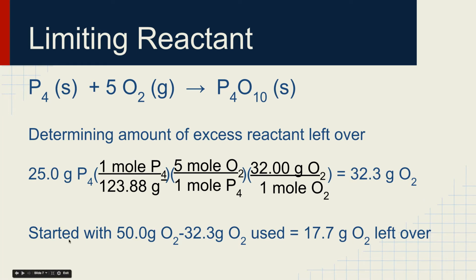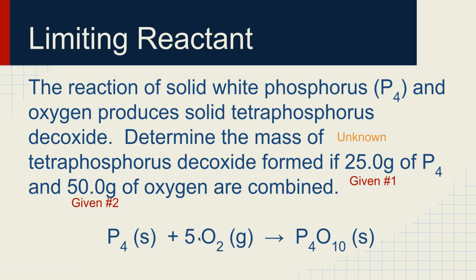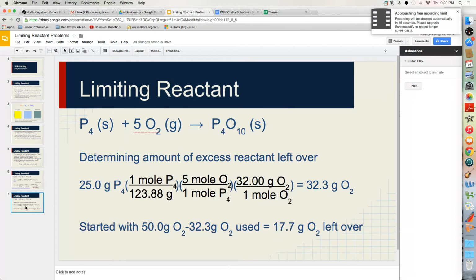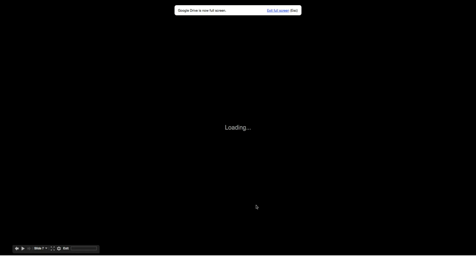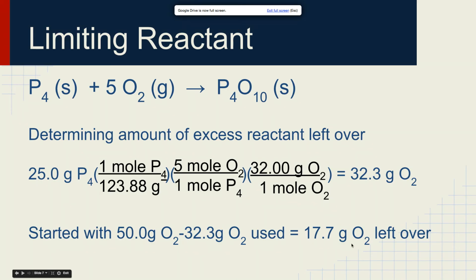But remember, we started with 50 grams, so we have to subtract the 32.3 grams from that, and we are left with 17.7 grams of oxygen left over. So that's your basic process for a limiting reactant problem, and you're going to see some practice problems coming up next.